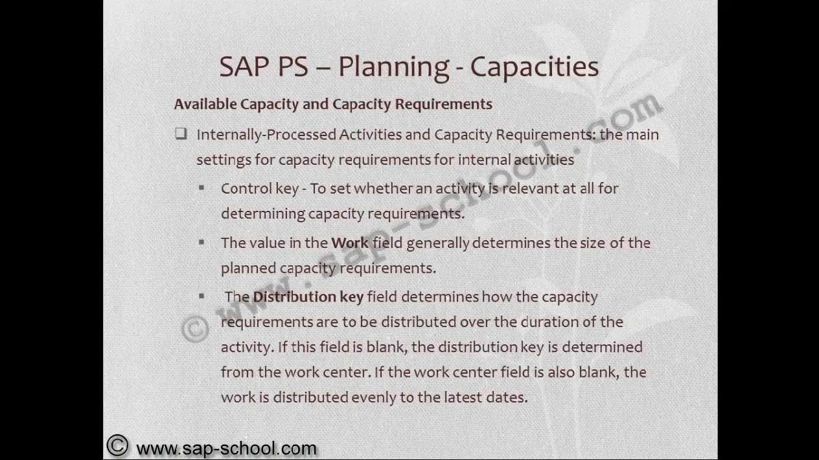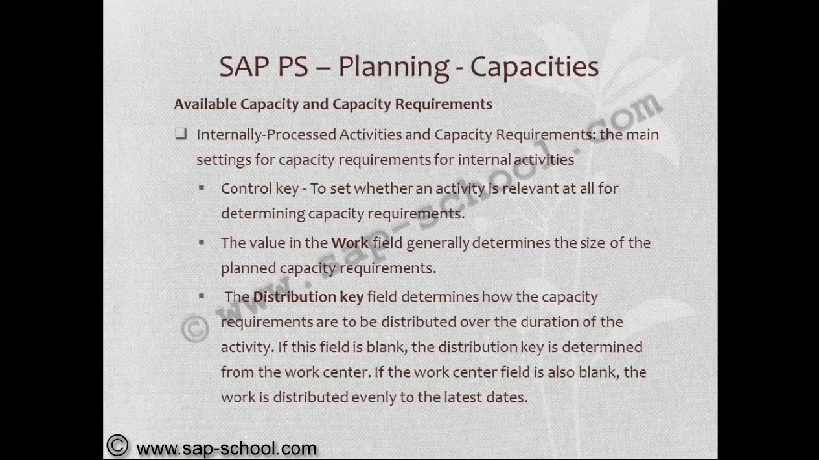The main settings for capacity requirements for internal activities will be control key to set whether an activity is relevant at all for determining capacity requirements or not. The value in the work field generally determines the size of the planned capacity requirements. The distribution key field determines how the capacity requirements are to be distributed over the duration of the activity. If this field is blank, the distribution key is determined from the work center. If the work center field is also blank, the work is distributed evenly to the latest dates.